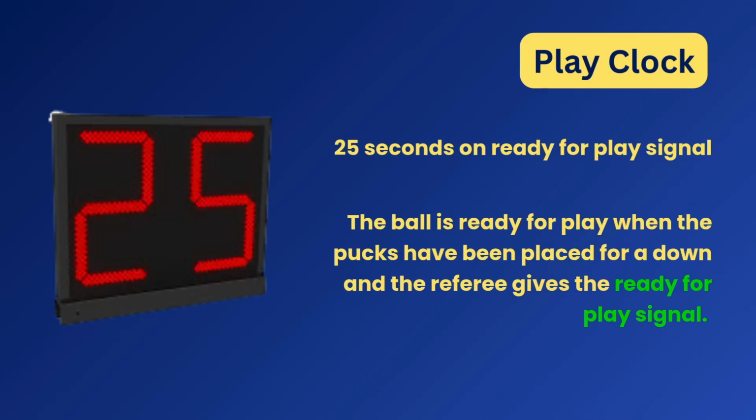At that point, you have 25 seconds to snap the ball, and the referees should be giving you time updates when there's 10 seconds left in the play clock, and then counting down the last 5 seconds so that the quarterback knows how much time is on the play clock. But if they were to not snap the ball within this 25 seconds, we have a delay of game.